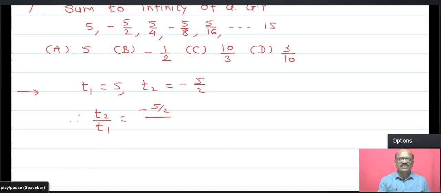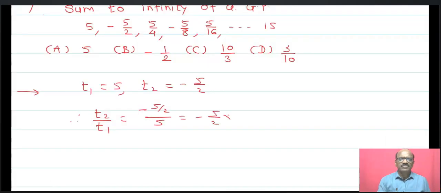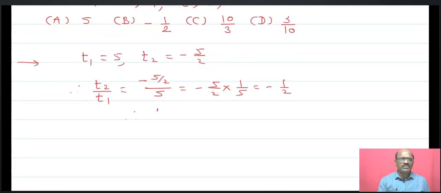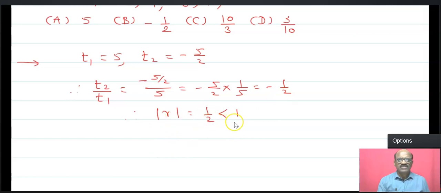Now see this, minus 5 by 2 upon 5, that is minus 5 by 2 into 1 upon 5, and that is equal to minus 1 upon 2. Now in this case, the value of r is minus 1 upon 2, and if we take the mod of r, it is equal to 1 upon 2, which is less than 1.